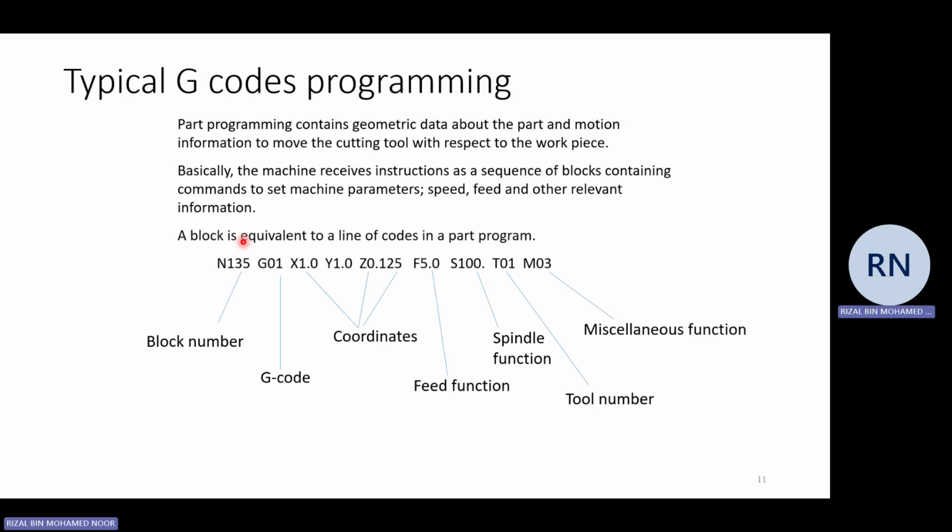These are typical examples of G-code programming, which contains all the data about the part and the motion to move during the cutting operation. We have block numbers, and you can set any numbers. Then we have your G-code, followed by your coordinate system, your feed function, your spindle speed, and then your M-code. This M03 stands for spindle on, and T1 is the tool number.